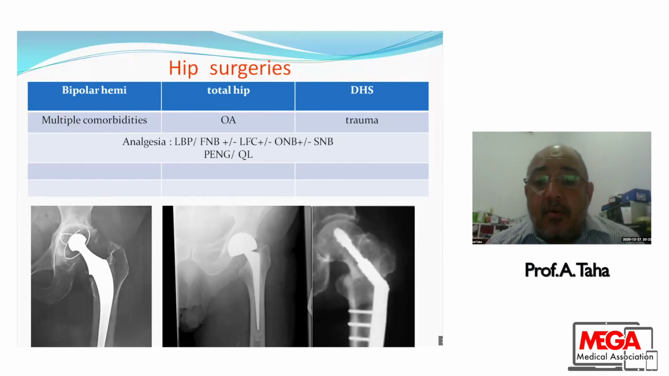Also, our group of friends from Alexandria University tested the analgesic effect of the quadratus lumborum block, and they found it is very effective and can provide wonderful analgesia without impairing motor function.